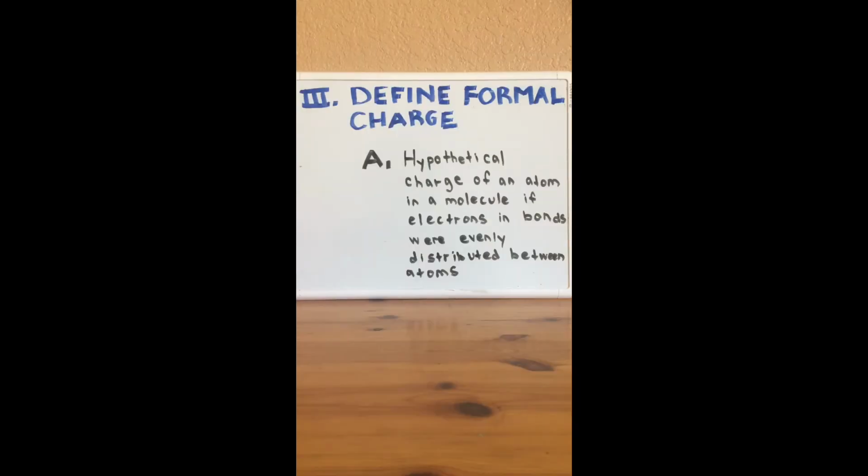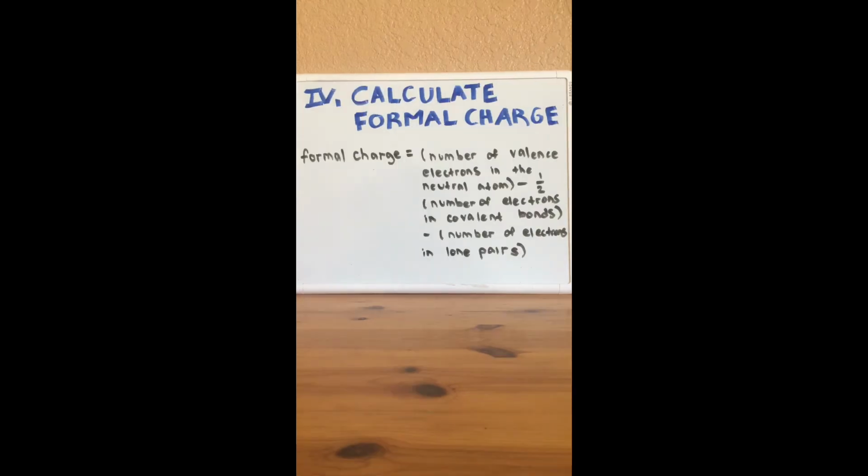Formal charge is the hypothetical charge of an atom in a molecule if electrons and bonds were evenly distributed between atoms. Formal charge is calculated with the equation: formal charge is equal to the number of valence electrons in the neutral atom minus half the number of electrons in covalent bonds minus the number of electrons in lone pairs.